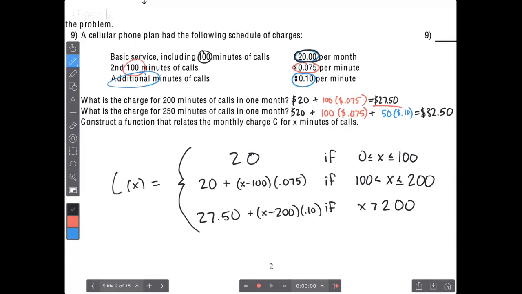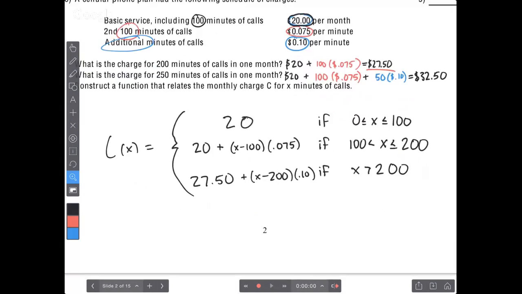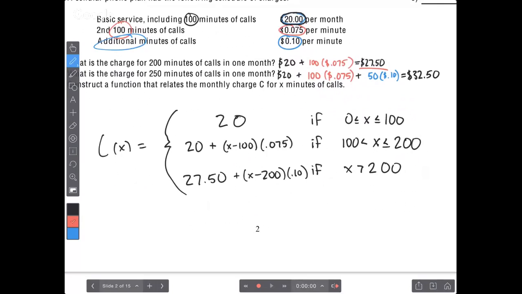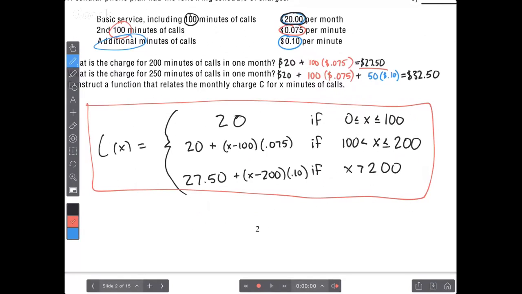You'll notice that in the book, the answer key that I attached, they have kind of simplified that function. I would just do it like this because I think it's really clear what's happening. But they've distributed the 0.075 to the negative 100 in the X and then added it up with the 20. And they've distributed the 0.1 to the negative 200 and then added that with the 27.50. If you feel like doing that, certainly make it happen. But I like my way better. I think it makes it really visually clear exactly where the pieces came from. Any questions on 9?